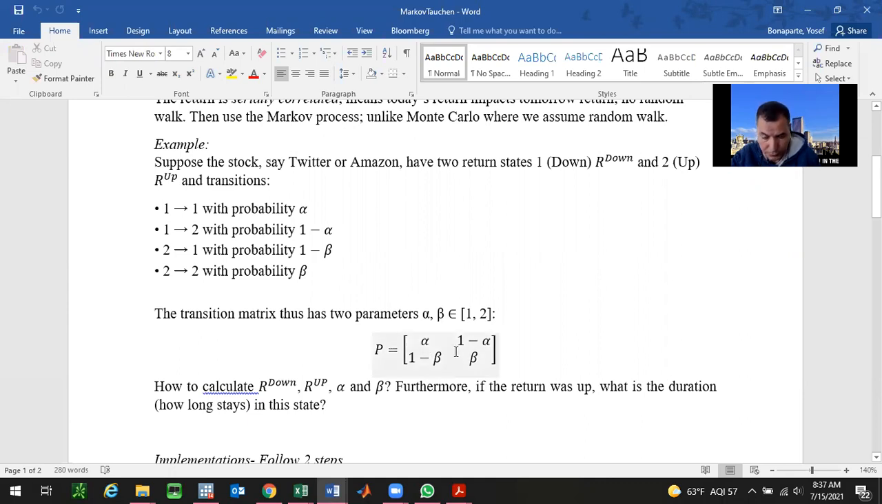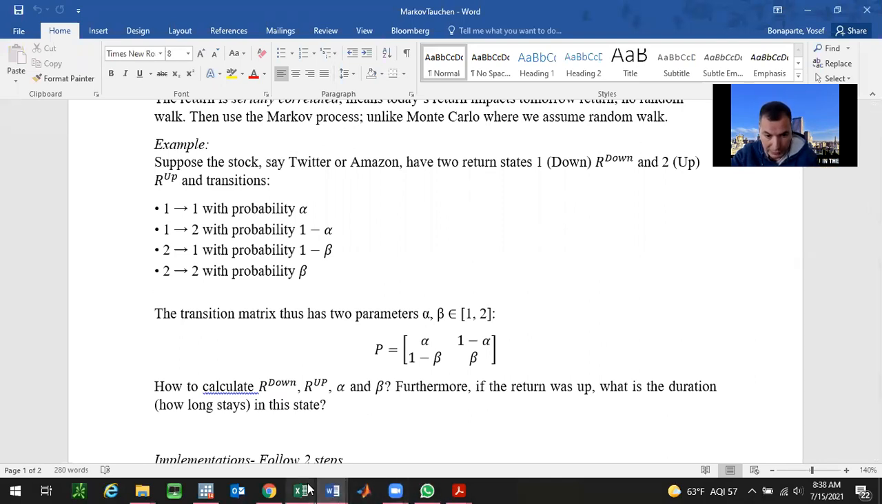What you need to do to solve this model is to get the probabilities, alpha and beta, and you need to get R down and R up. So these are the moments that you need to calculate. Once you calculate them, then you can see the price next period, or the revenue next period, or revenue growth next period, income growth, whatever quantity you want.